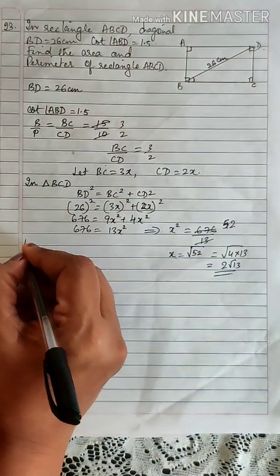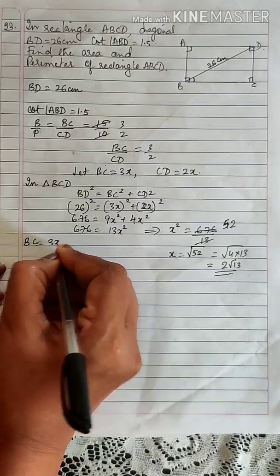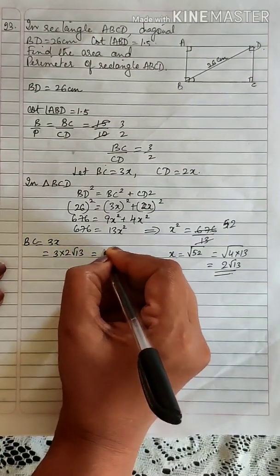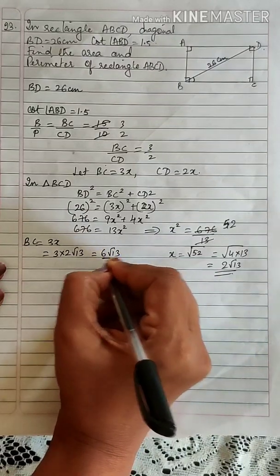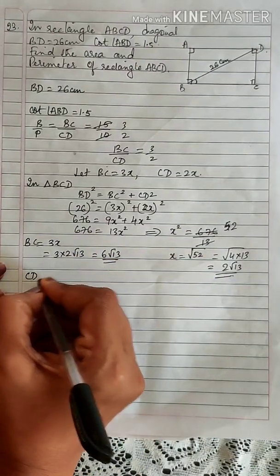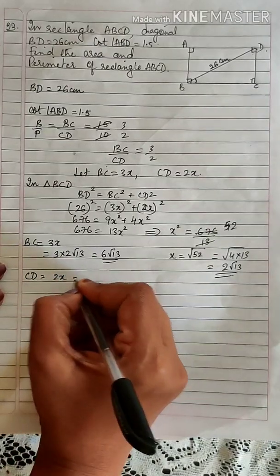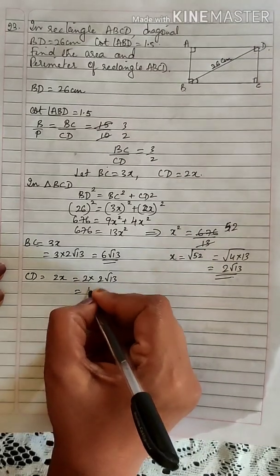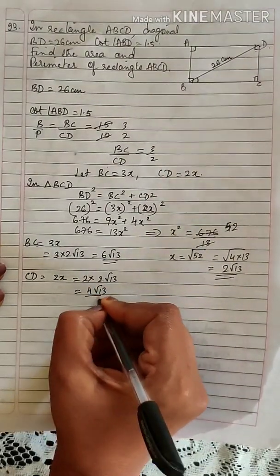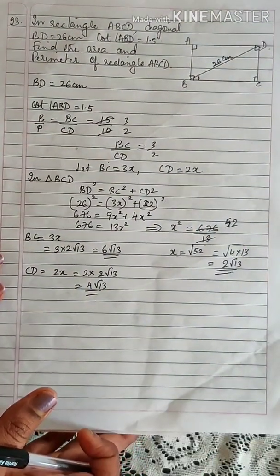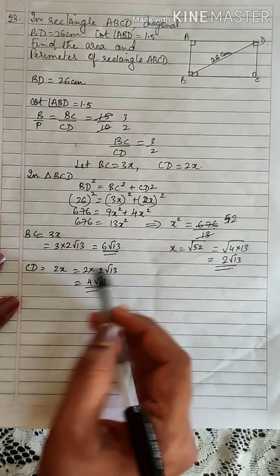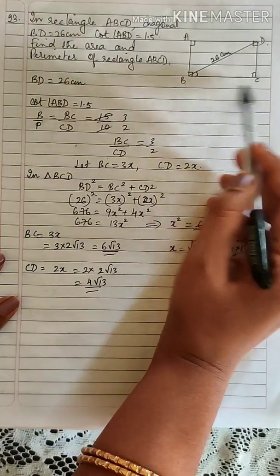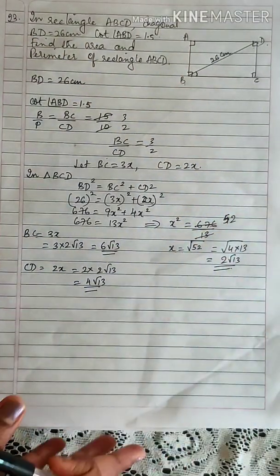Now you can find BC, which is 3x. So this will become 3 into 2 root 13, which is equal to 6 root 13. Similarly, CD is equal to 2x, which can be written as 2 into 2 root 13, which is 4 root 13. So if you observe the figure, BC is 6 root 13 and CD is 4 root 13. And from the figure you can make out BC is the length and CD is the breadth.